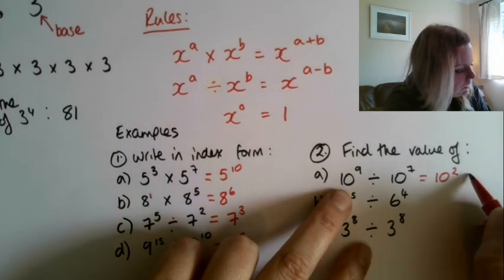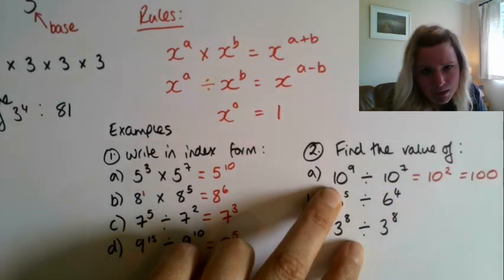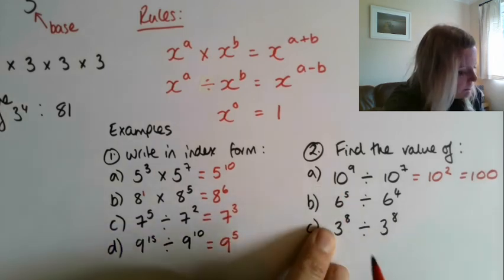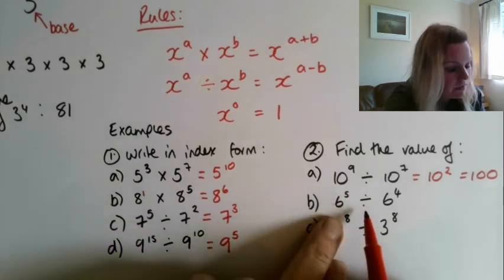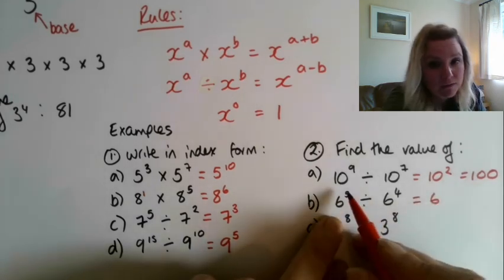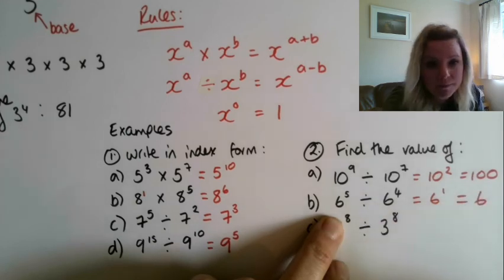Now, I've done two equal signs on one line there. Apologies, I know I'm not supposed to. I've got no room. B, 6 to the power of 5 divided by 6 to the power of 4 gives me 6 to the power of 5 take away 4 is 1. So I can just write that as 6.